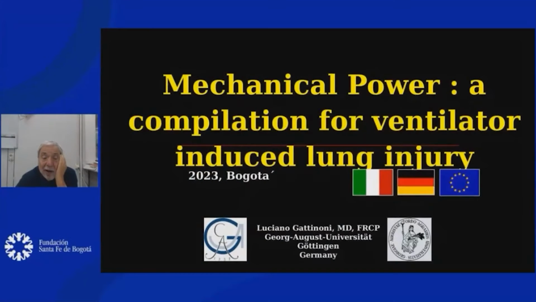So, mechanical power. Mechanical power, I think, is a summary variable. The idea is to tell you if there is something wrong with the mechanical power, or if the mechanical power exceeds some values, you will have a problem with the patient, with the possibility of ventilator-induced lung injury.